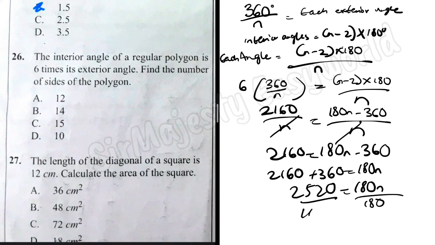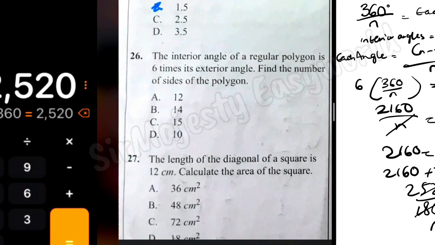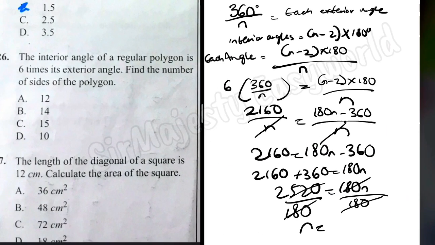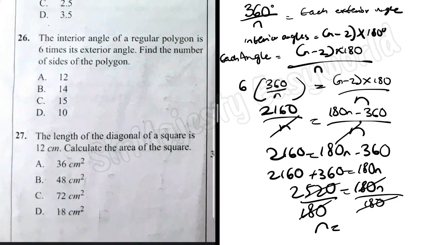So let's divide that. Our n is equal to 14. So the shape has 14 sides. As you can see, it's in the options. That's option B. Let's just mark it here. So the next question.